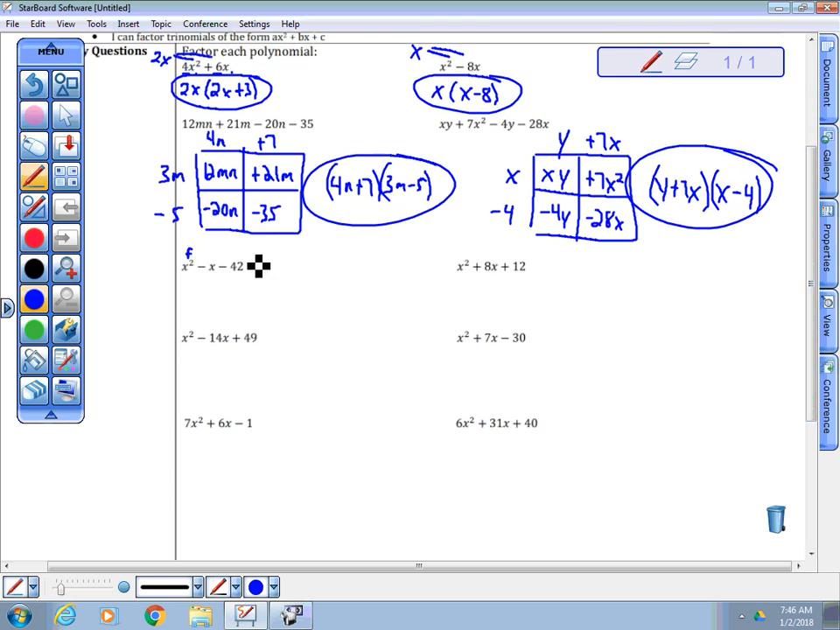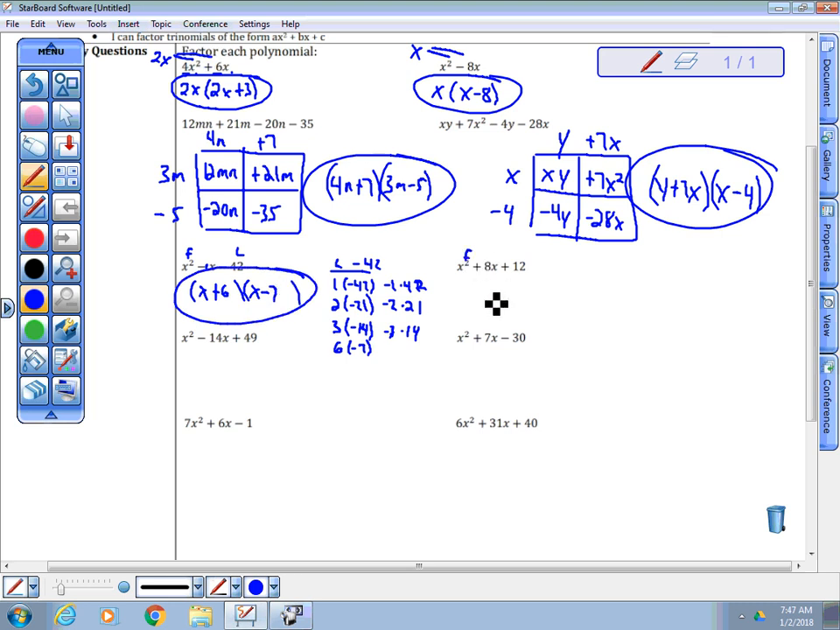This one here, first term and last term, so we will have an x as the first term, and my last term is a negative 42. So we're looking at 1 and negative 42, or negative 1 and positive 42, 2 and negative 21, or negative 2 and positive 21, 3 and negative 14, or negative 3 and positive 14, 6 and negative 7, which is the one we'll use, because that gives me negative 1, which is my middle term. So a plus 6 and a minus 7.